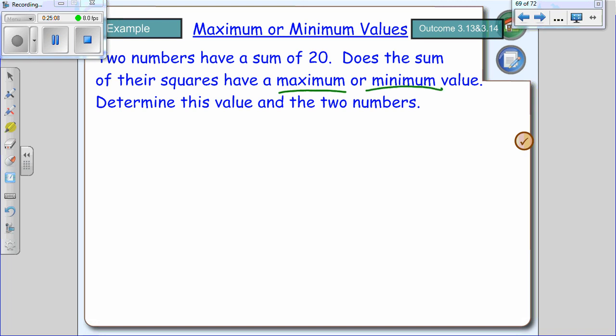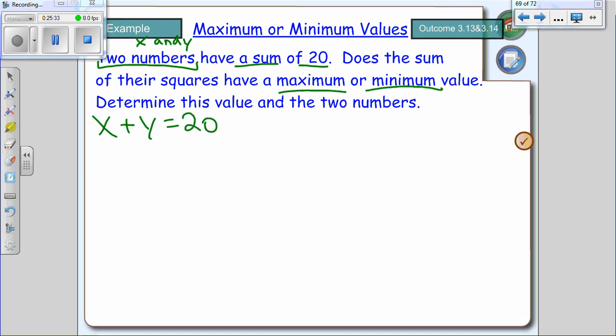So it says two numbers. What are those numbers? Do you know what they are? They're x and y. They have a sum of 20. X plus y equals 20. That's the first equation that you're given.